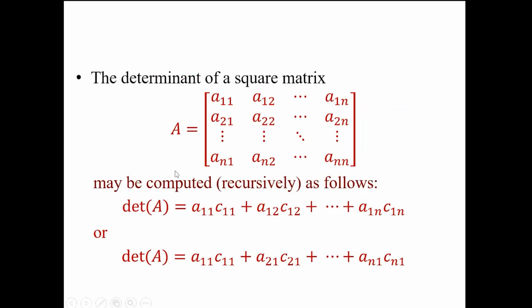So the first property here is the determinant of a matrix, which we all know how to calculate. I'm just going to give you the algorithm for doing that recursively. If A is an n by n matrix, the determinant is A11 multiplied by C11 plus A12 multiplied by C12 up to plus A1n multiplied by C1n. You can calculate it along any row or column, and that is what we have here.